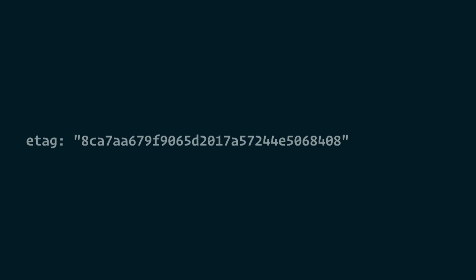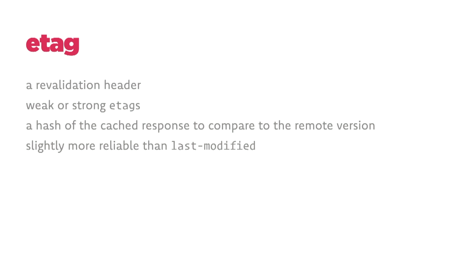A strong ETag, again, is usually going to be a hash of a file. It doesn't have to be, but a strong ETag is usually going to be a checksum of the entire contents of a file. This is a very reliable answer to the question, did this file change? So ETag is a revalidation header. Remember, we've got the 2 concepts of caching and revalidation. We need a Cache-Control header to solve caching, and a revalidation header, which is ETag, to solve revalidation.